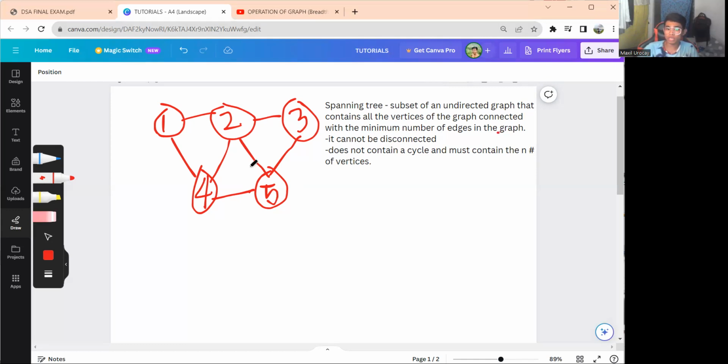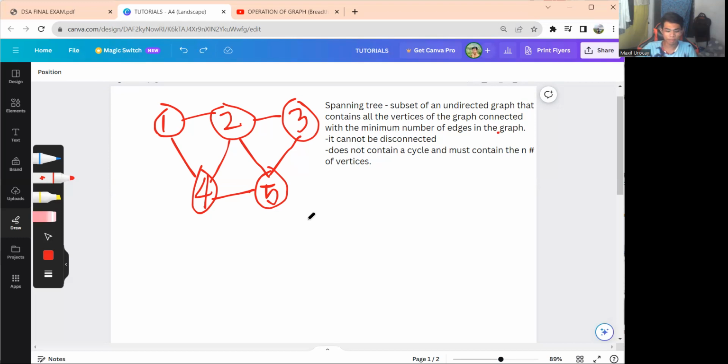So it should not be disconnected. So all of these vertices we have here should not be disconnected. 1, 2, 3, 4, and 5 should be present. Then it does not contain a cycle and must contain the n vertices. So for this one, class, we will come up with the spanning tree for this graph we have, the undirected graph.